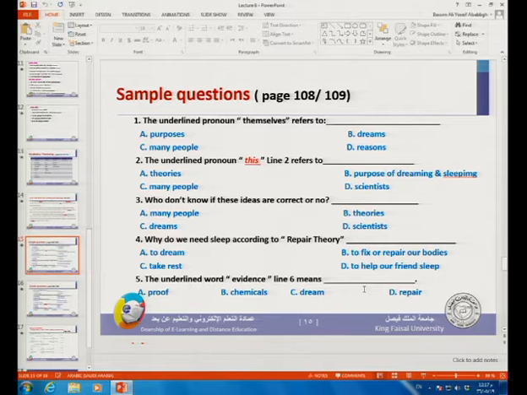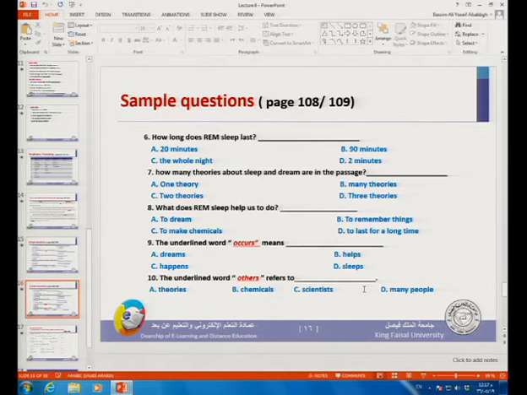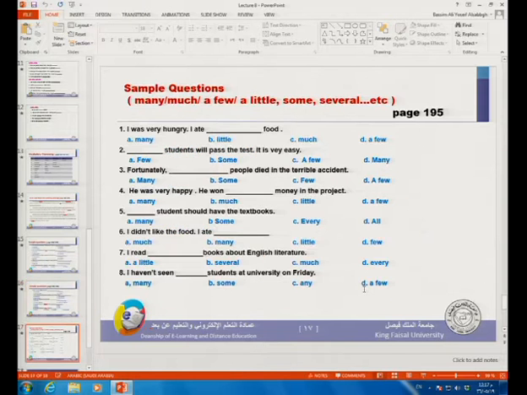Of course, I leave this for you. I tend to leave this passage just to help you to read, to practice skimming and scanning, and then to come up with answers to the questions, to train you for the exam. There are also questions on the passage.